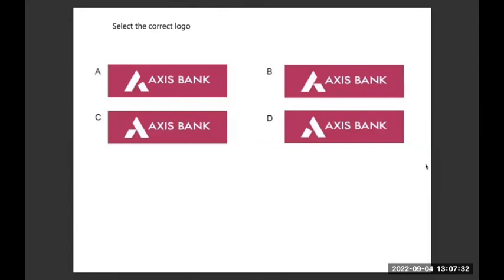Yes, Janvi, that's correct. Ananya Patel, wrong answer. Neil, correct answer. Malhar, correct answer. In this case, you will get confused between B and C. You will easily get confused whether it will be B or C. The correct answer is option B, because the cut of the triangle in the Axis Bank logo happens on the right side.